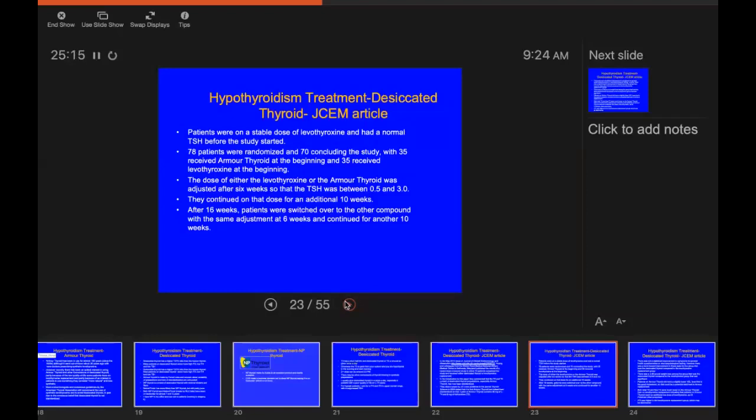They were on that dose for an additional 10 weeks. So after 16 weeks, 6 weeks on the adjustment period, 10 weeks on the more stable period, they were switched over to the other compound, with the same adjustment at 6 weeks, and continued for another 10 weeks.